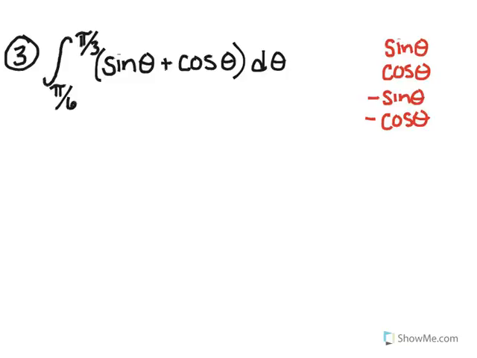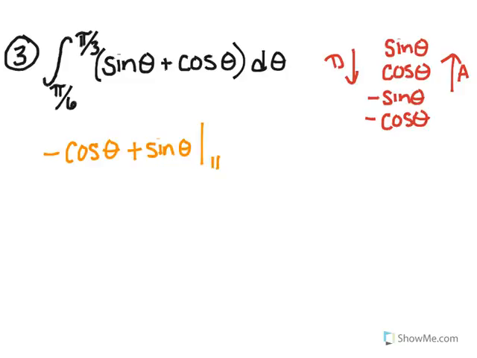Okay, and what I have written over here in red is our little reminder. Going down this list would be derivatives, and going up this list would be antiderivatives. So the antiderivative of sine theta is going to be negative cosine theta. Then the antiderivative of cosine theta is positive sine theta, so plus sine theta. And we're going to evaluate that from pi over 6 to pi over 3.